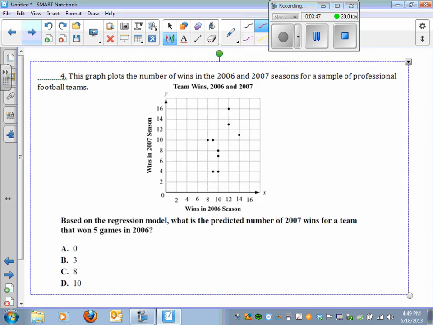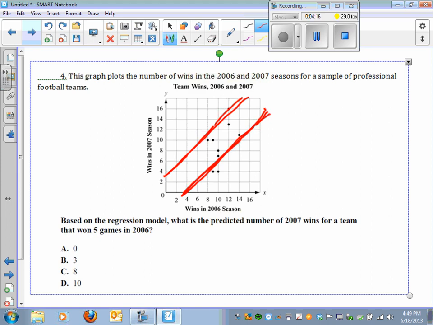This graph plots the number of wins in the 2006 and 2007 season for a sample professional football team. Okay? Based on the regression model, what is the predicted number of 2007 wins for a team that won 5 games in 2006? All right, so basically, somewhere in this region, if you had to draw a line where most of those points fit, it's going to be somewhere in here, okay?